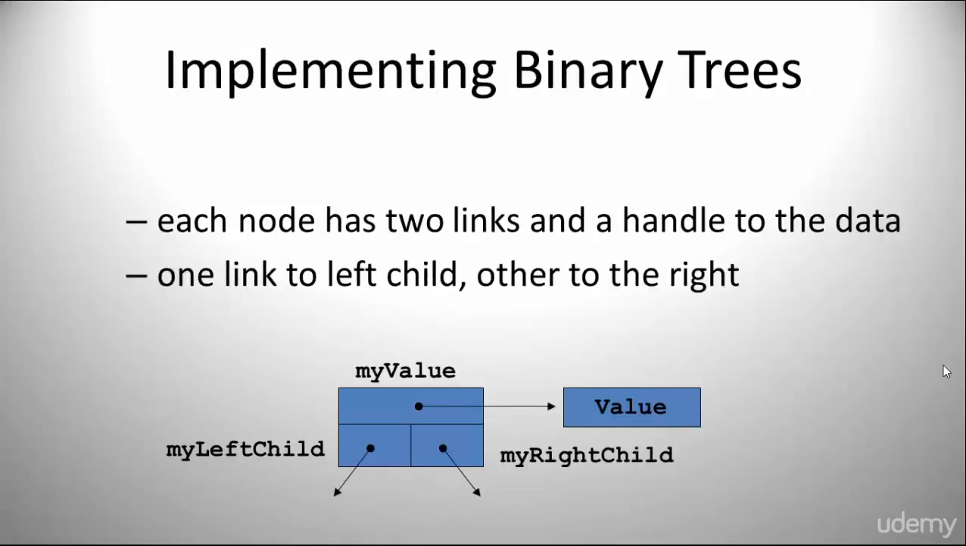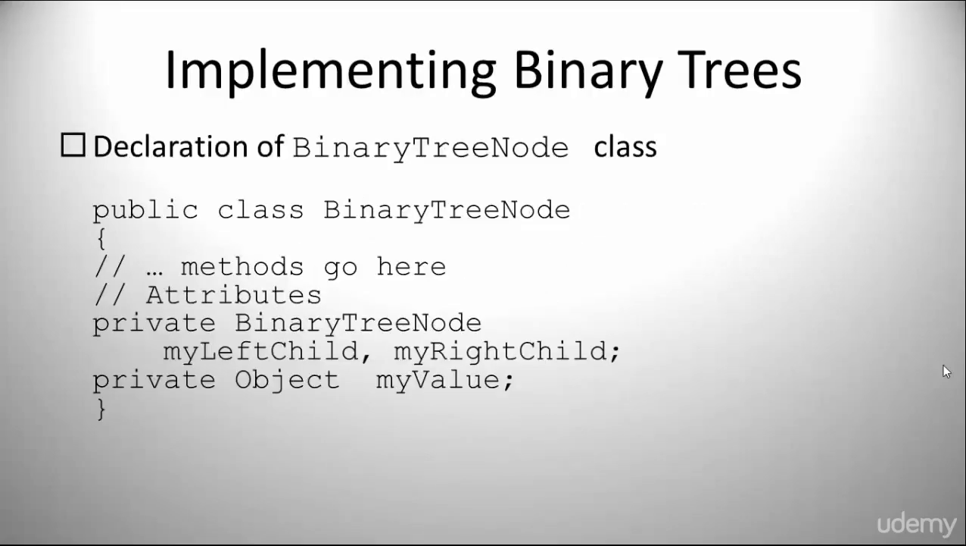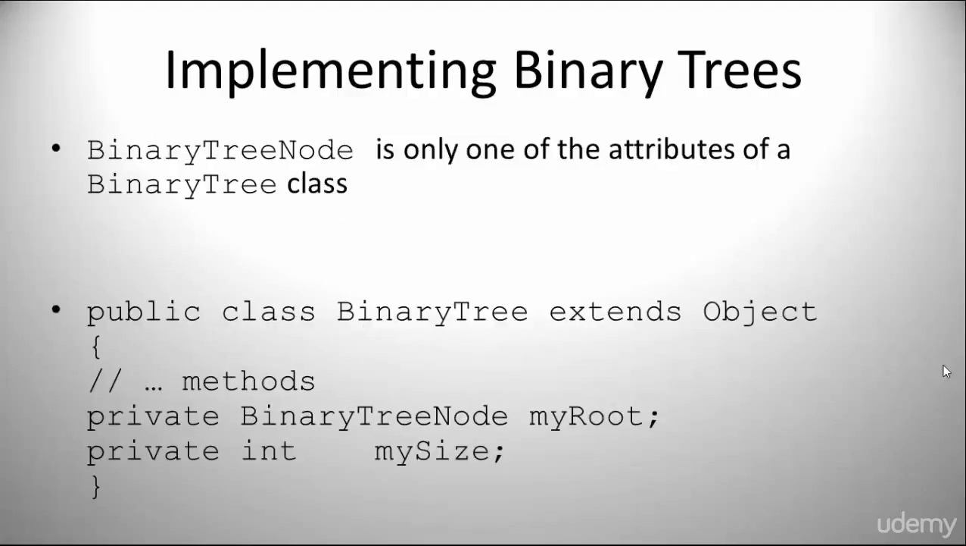When it comes to implementing binary trees, each node has 2 links and a handle to the data. One link goes to the left child, and the other goes to the right, as you can see in this example. We have the declaration of the binary tree node class right here. As you can see, the public class is BinaryTreeNode. BinaryTreeNode is only one of the attributes of a binary tree class. Again, here's another example. Feel free to test these, play around with them, or just simply try them out for yourselves also.